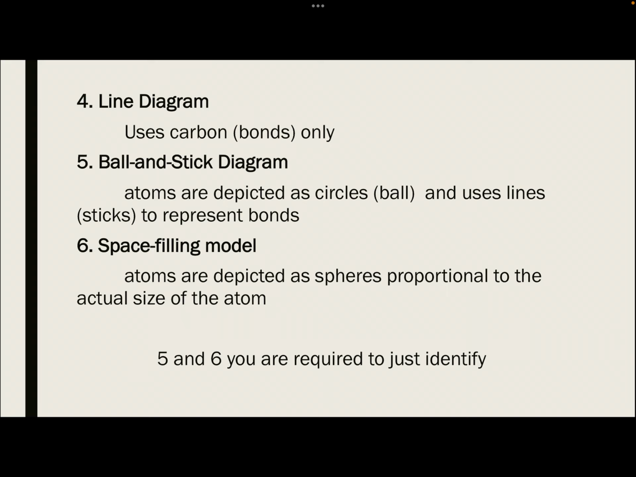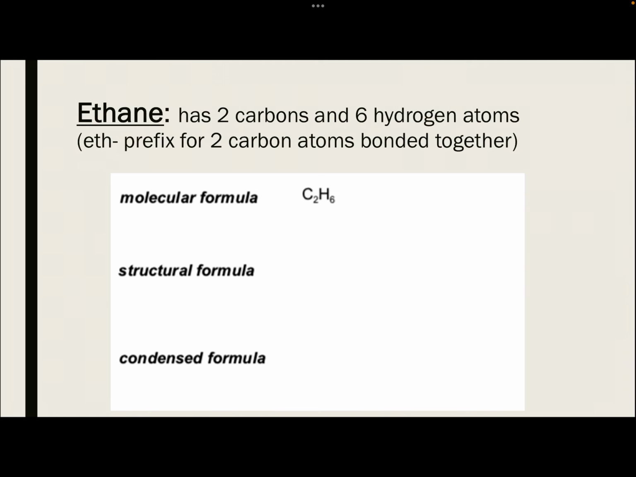We can have line diagrams, which use only carbon bonds. We can have a ball and stick diagram, which was seen for methane on the previous slides, where atoms are depicted as circles and bonds as sticks. Or we can have a space-filling model, which depicts atoms as spheres proportional to the actual size of the atom. 5 and 6 are ball and stick, and space-filling are only required just to identify. I'm not getting you to ever draw them. Normally in class we would have models to look at for them, but right now we're just going to identify them. So we're going to look at how to draw the formulas based off of different compounds.